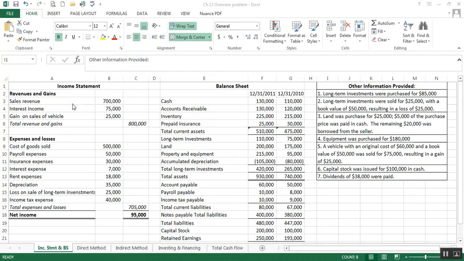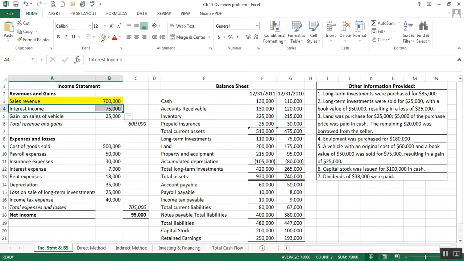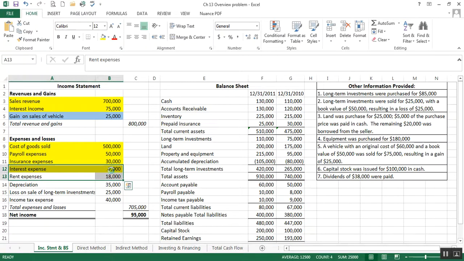So let's go through the income statement first. Here we have sales revenue. That's going to be an operating activity. Interest income, operating. Gain on sales of vehicle. So this is a vehicle that we had previously purchased or invested in. It's going to be an investing activity, so we'll code that as an investing activity. Cost of goods sold, that's operating. Payroll expenses, operating. Insurance expenses, operating. Interest expense, operating. Rent expense, operating.